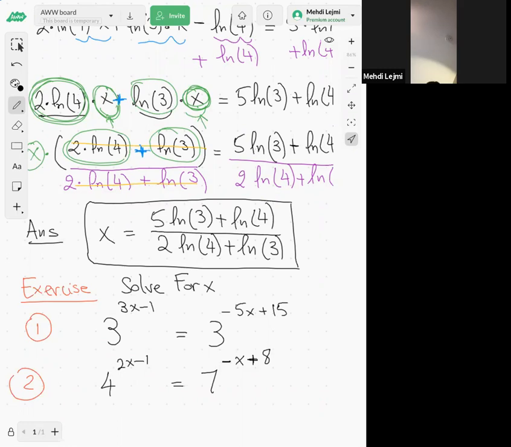Actually, if you have a calculator, guys, you can use it. For example, natural log of 4 would be 1.3862, etc. And natural log of 3, if you use your calculator, would be 1.0986, etc.